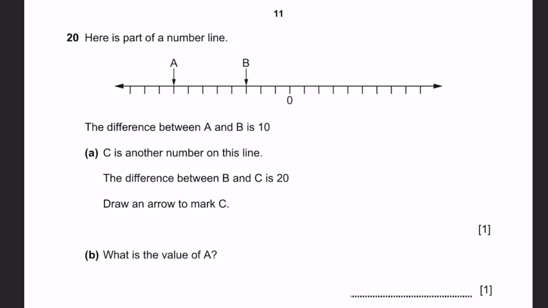Question 20. Here's part of a number line. The difference between A and B is 10. C is another number on the line. The difference between B and C is 20. Draw an arrow to mark C.